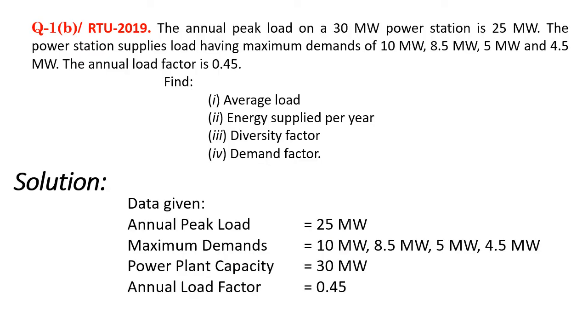So the given data in the question is the annual peak load on a 30 megawatt power station is 25 megawatt. So annual peak load is given as 25 megawatt and power plant capacity is given as 30 megawatt. Then in the next line, maximum demands are given, that is 10 megawatt, 8.5, 5 and 4.5 megawatt, and the annual load factor is also given, that is 0.45.